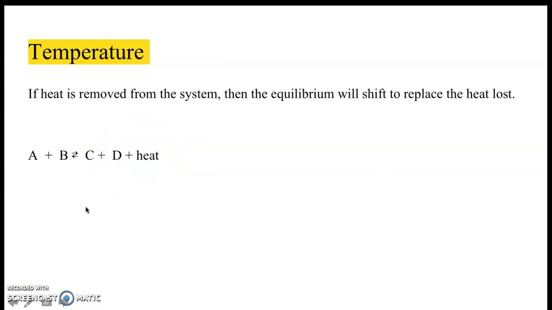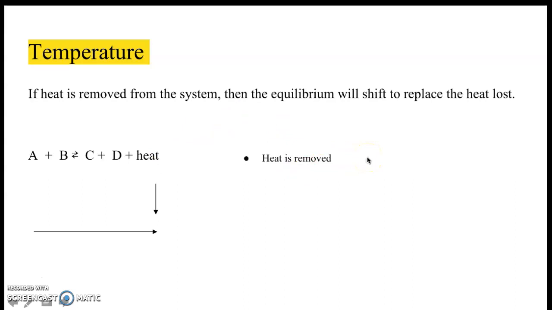Our next scenario is if heat is removed from the system, or our temperature is decreased. When something is taken away from an equilibrium, you have to replace it. So in this case, we have an exothermic reaction. Heat is on our product side. Heat is taken away. This now has to be replaced. Heat is a product, so it's going to favor the reaction where we are producing heat. So we experience a right shift, or a favoring of the forward reaction.